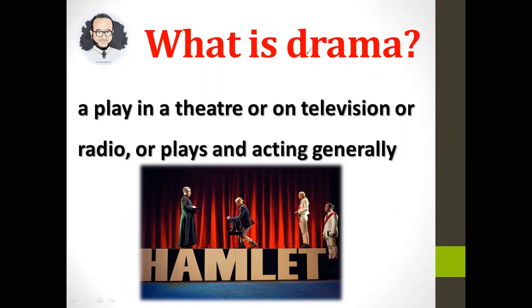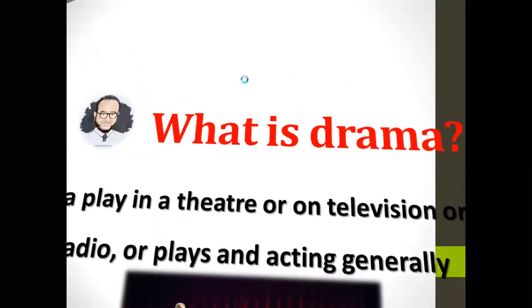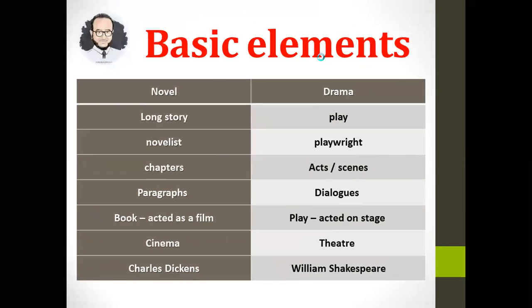Okay. Do we have any difference between the drama and the novel? Let's see. If I'm talking about the novel, I can say that the novel is like a long story. The drama is in the form of a play acted on the stage. The one who writes the drama is called the playwright. The one who writes the novel is called the novelist.